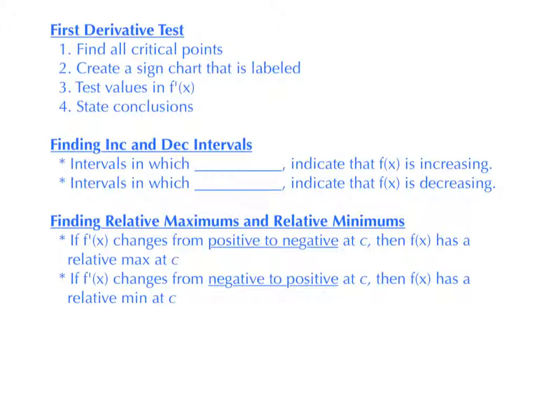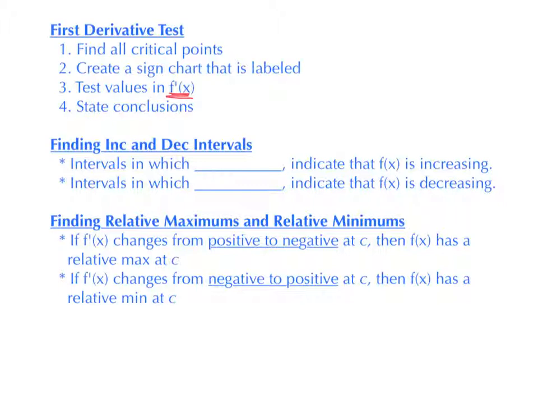First, you're going to find all critical points. So we've just done that. I practiced how to do that. Second, you're going to create a sign chart that is labeled, and we'll talk about how to do that. Third, you're going to test the values in f prime of x. So we want to underline that you definitely are going to be testing those in the derivative function. Then we're going to go ahead and state our conclusions. And this is where our conclusions are going to come from in these next several bullets.